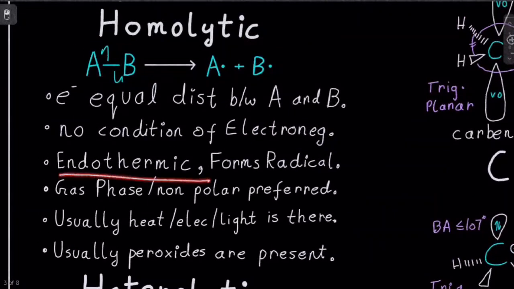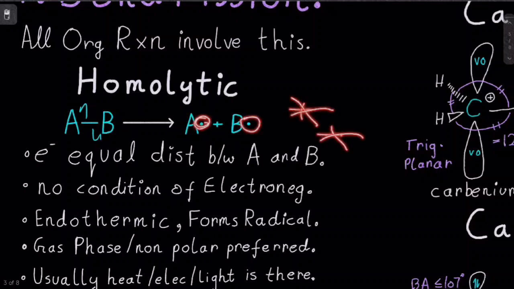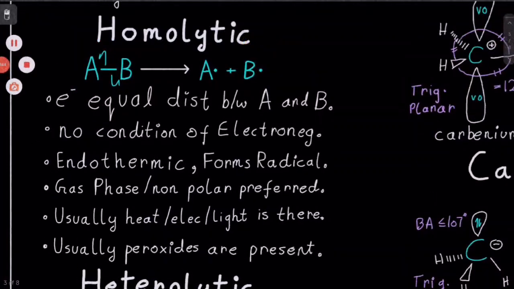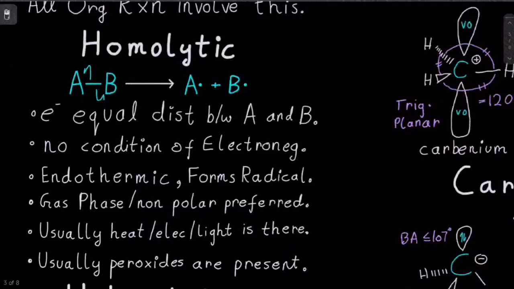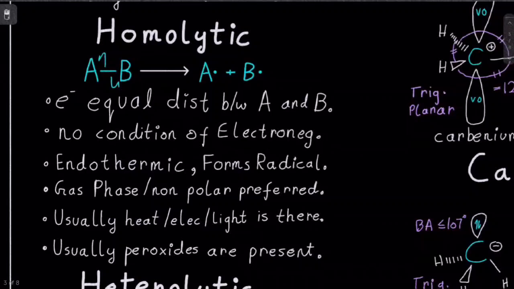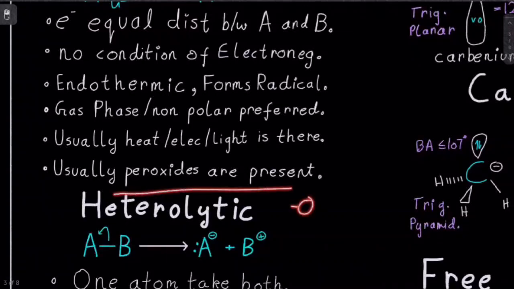Any bond breaking is an endothermic process, and homolytic bond fission forms a radical. This is known as a radical, in which there isn't a plus or minus charge, but instead there is a free electron in the atom's valence shell. Homolytic fission is preferred in gas phase or non-polar solvent, because in polar solvent it will tend to separate them as ions instead of radicals. Usually heat, electricity, or light is used as an energy source in homolytic fissions. And peroxides are usually present because the O-O bond is very weak and it can break into 2 radicals.